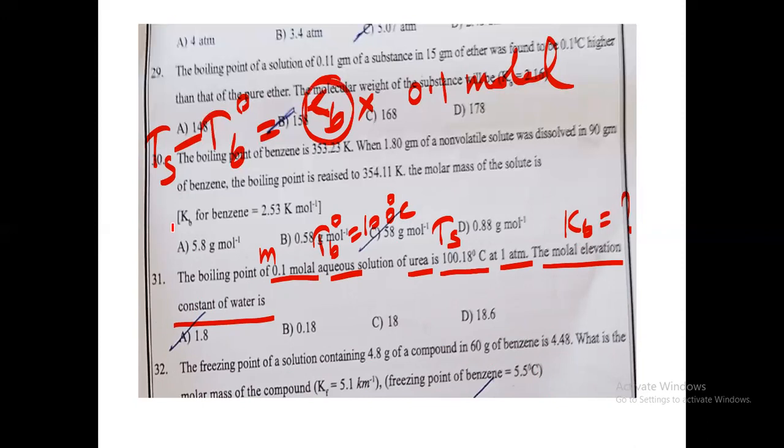TS is given as 100.18, minus TB naught of water, 100, is equal to KB, which we have to get, into molality, 0.1 molal. So the KB value we have to calculate. The KB value is 1.8 Kelvin kg mole inverse. Is that clear? If you want, take the screenshot of this.